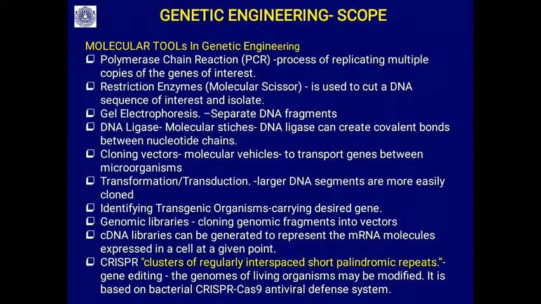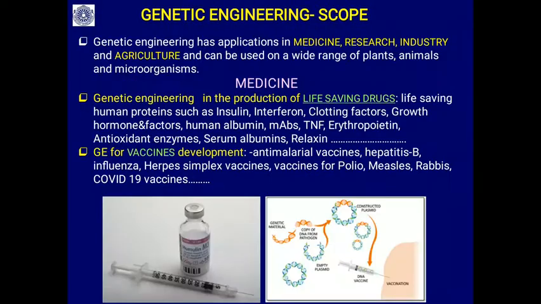Then CRISPR, a recent one, the Nobel-awarded technology. CRISPR stands for clustered regularly interspaced short palindromic repeats. This is a gene editing technology. The genomes of living organisms may be modified. It is based on the bacterial CRISPR-Cas9 antiviral defense system. Recently, through this technology, we can edit genes. It is a boon for many plant diseases and animal diseases like cancer.